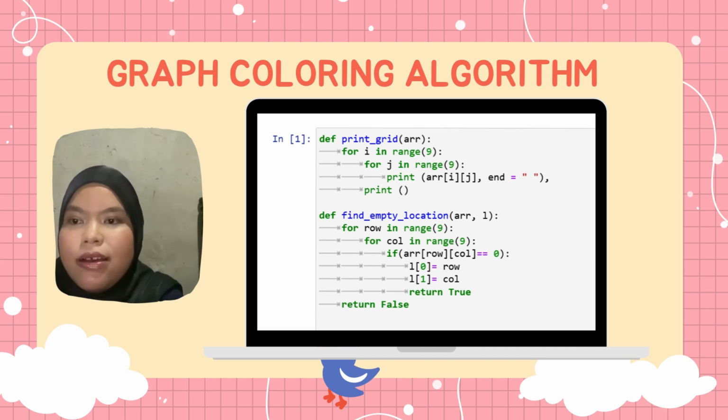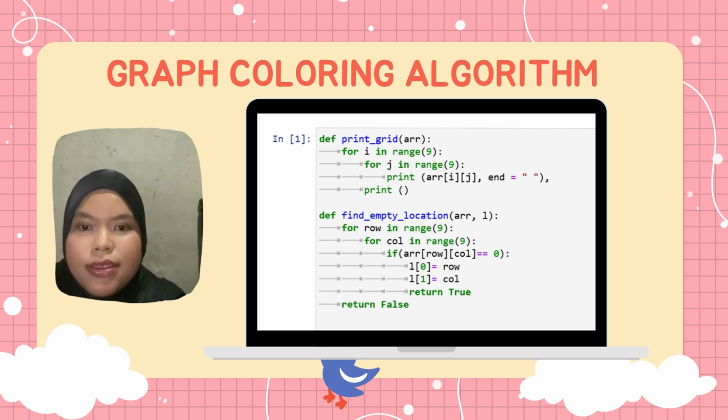First, we have a function print grid to print the Sudoku grid. This helps us to visualize the grid at any point during execution. So this is the coding. This function simply iterates over the 9 by 9 grid and prints each element.